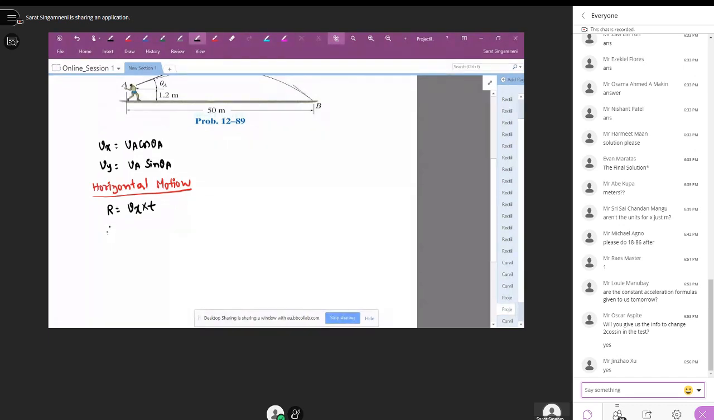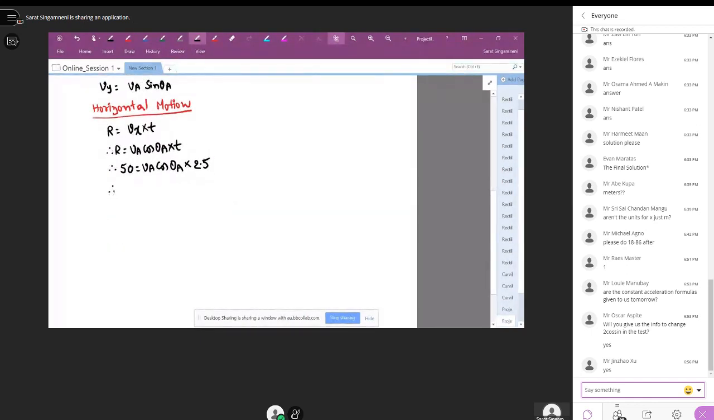So from this, therefore, R is equal to VA cos theta A times the time. Can we simplify this any further? We can substitute that time, and he also gave you R, 50. So 50 is equal to VA cos theta A times the total time, 2.5. From this, we get VA cos theta A is equal to 20. Call this equation 1.